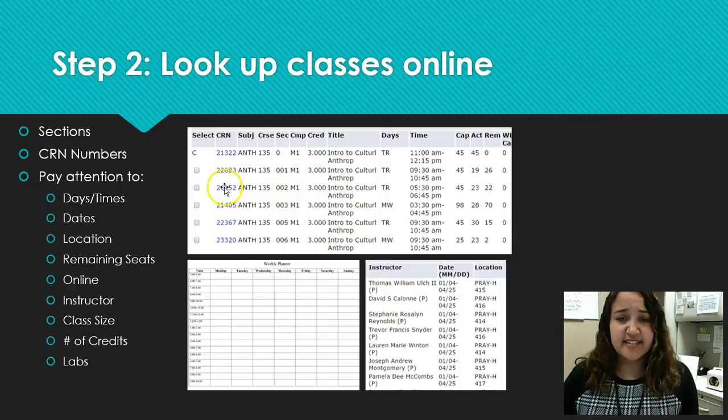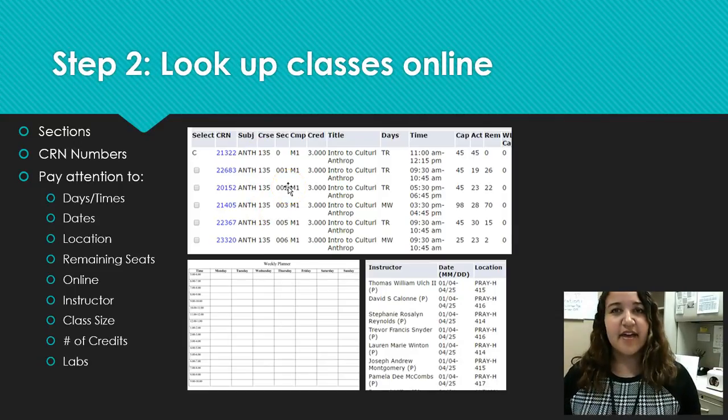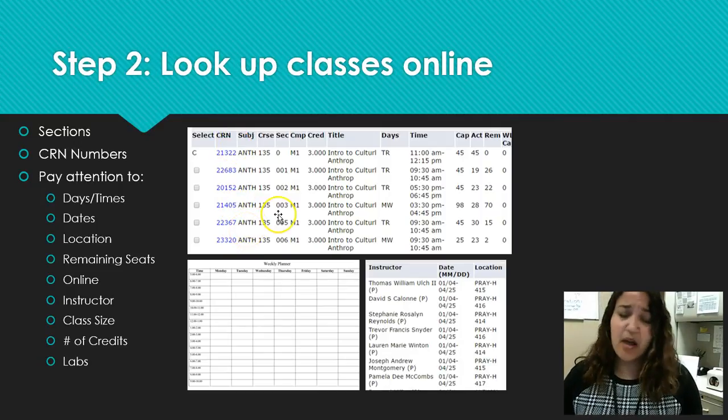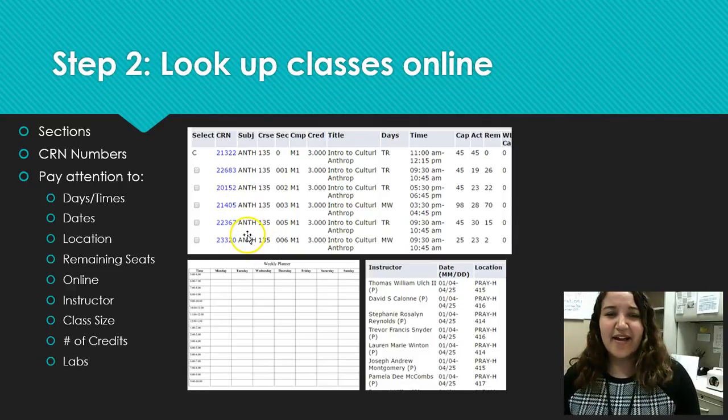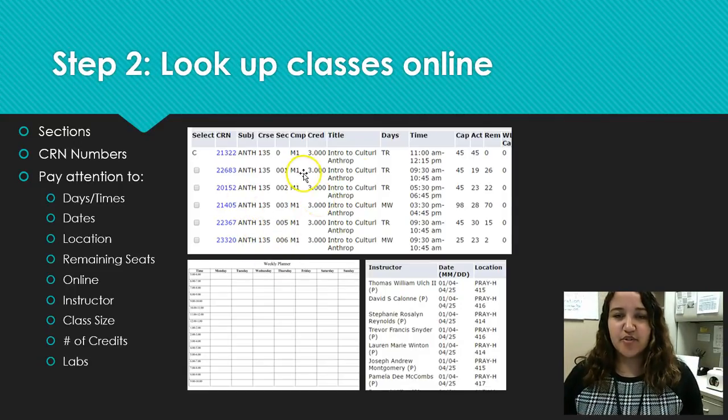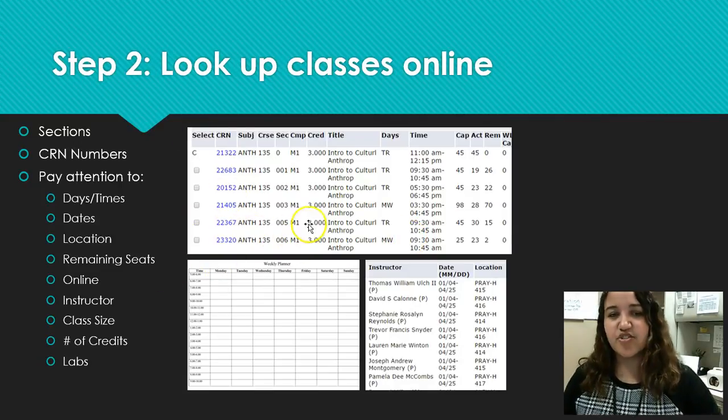And each section is designated its own specific CRN or course reference number. And so when you go to register for classes, this is how the system will know exactly which day, time, instructor, which actual class that you want. So just knowing that you're in Anthropology 135 is the first step, and then the next step is to find which section number. And these CRN numbers, these 5-digit numbers here on the left side, are important because we'll use those to actually register when we get to that step. So just remember that. As you're looking up classes, make sure you're writing down your CRNs as you're picking classes.